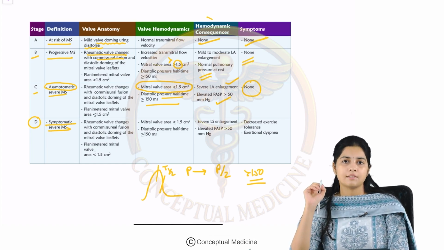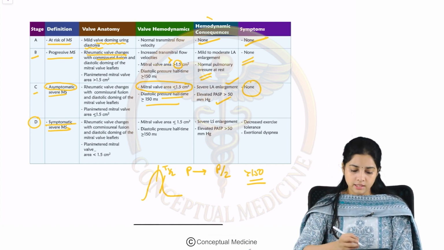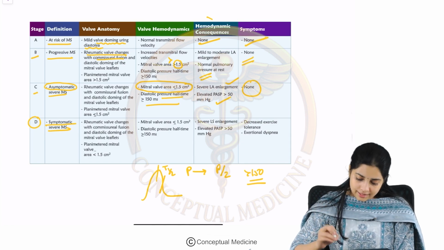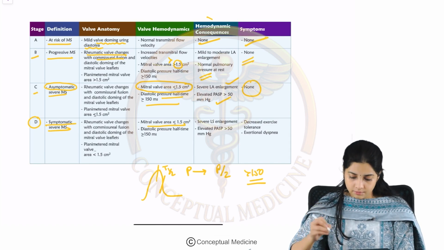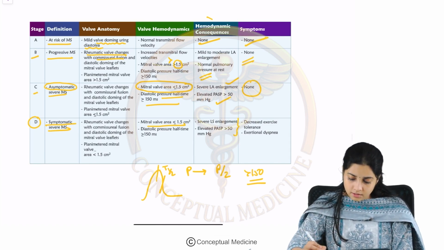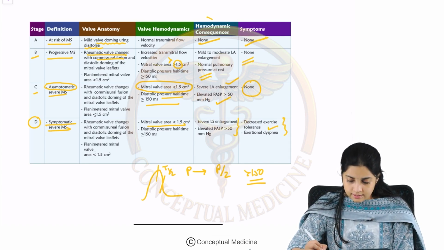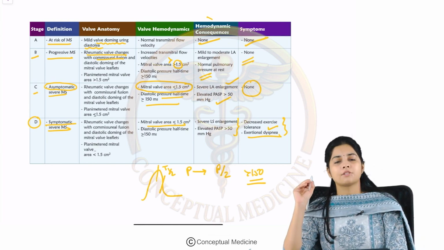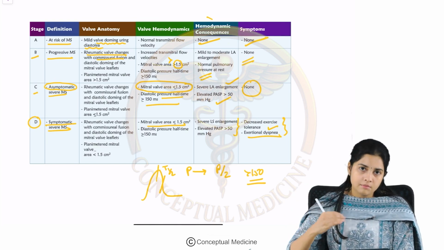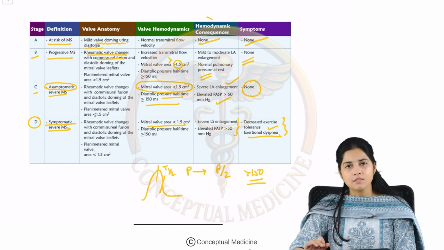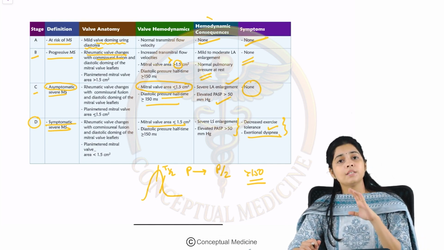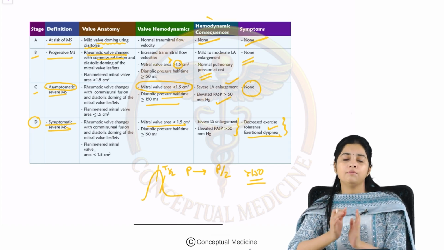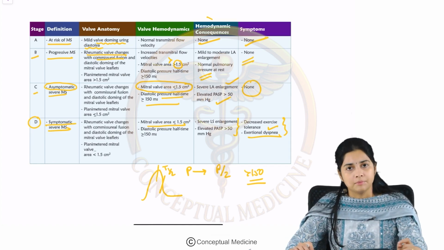So asymptomatic severe MS is your stage C, and stage D is your symptomatic severe MS, where you have a mitral area of less than 1.5 centimeters square. All of the symptoms are also present, including exercise intolerance and exertional dyspnea. Okay, so this is about the staging of mitral stenosis. Why it is important to know the staging is that using this we can decide whether the patient needs treatment or not.